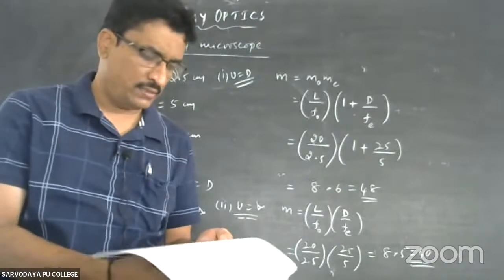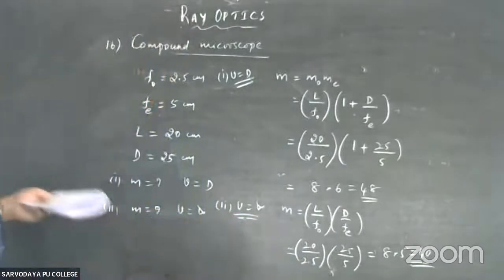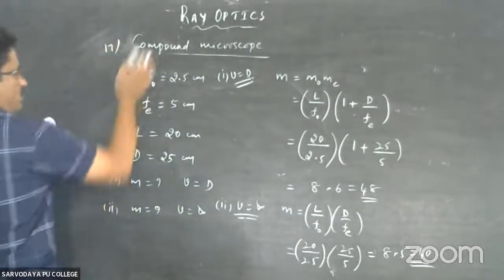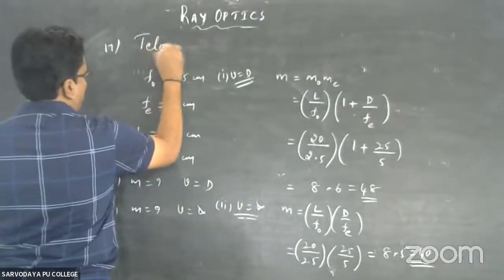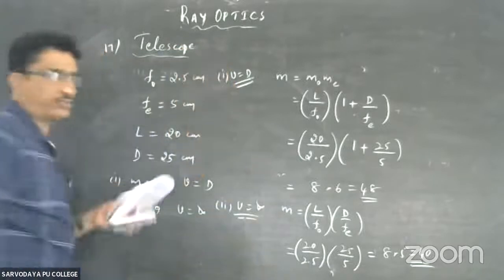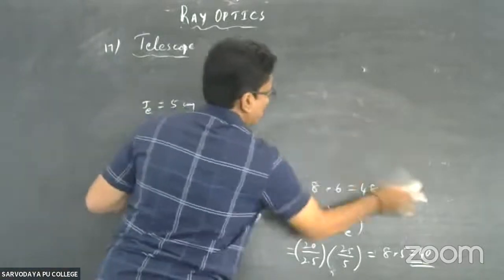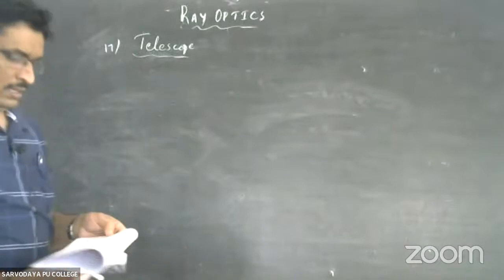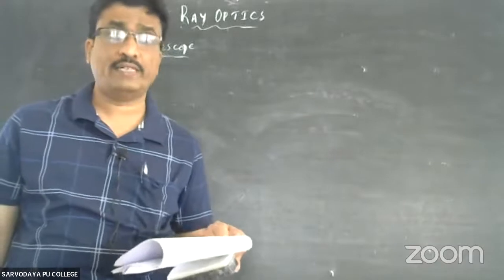Now let us consider one problem related to telescope also. This is 17.1, a problem on telescope. Refracting type telescope we are considering. A small telescope has an objective lens of focal length 140 centimeter.